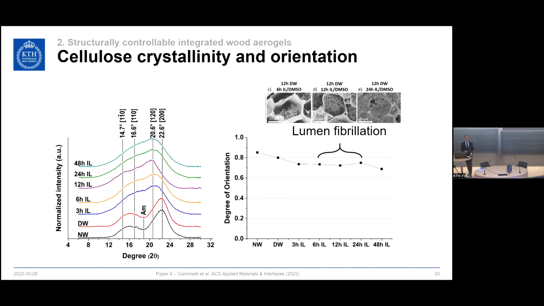But this is very peculiar because we know that between 6 and 24 hours, this is where our networks develop the most. So this led us to believe that the interaction with the cellulosic substance is very quick with ionic liquid. However, the out-diffusion of the cellulosic substance to the lumen, that is probably the limiting step for this formation.